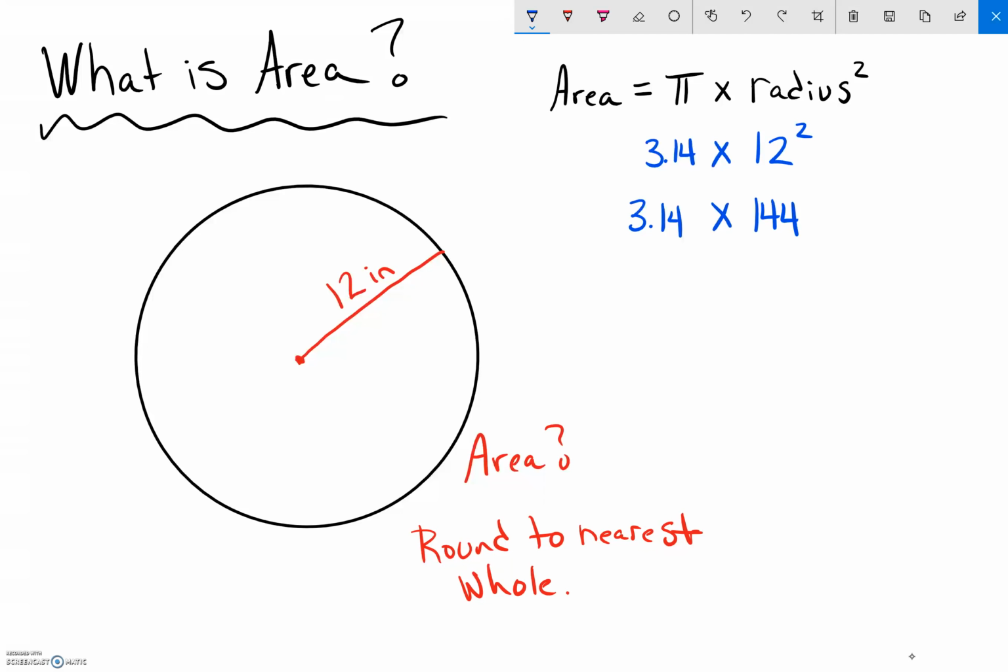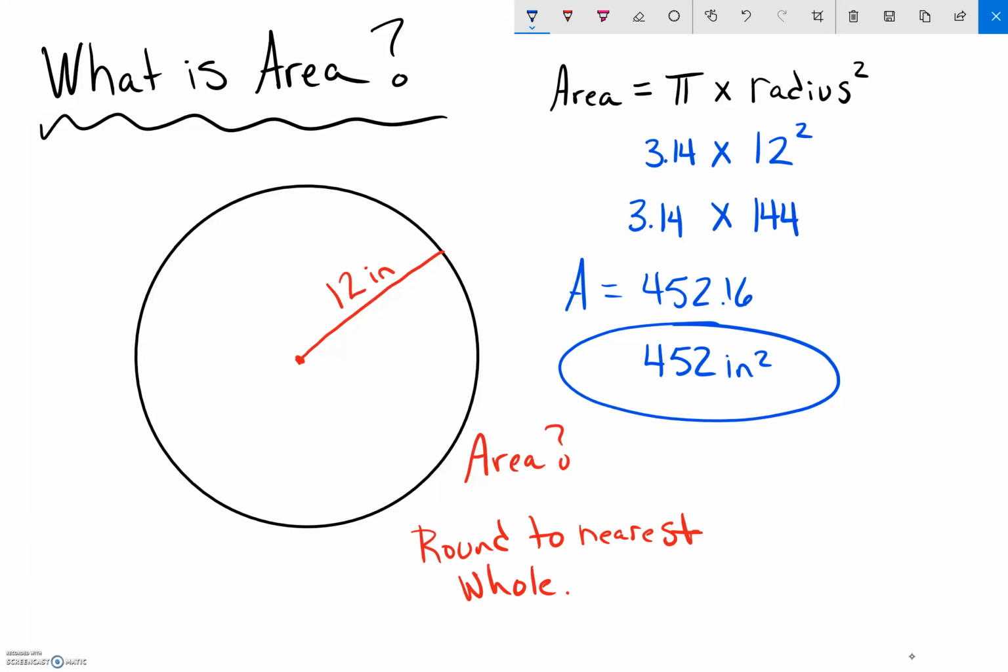3.14 times 144 is going to give us an area of 452.16. We're going to round that to the nearest whole number, so 452 square inches to cover that circle if it were drawn to scale.